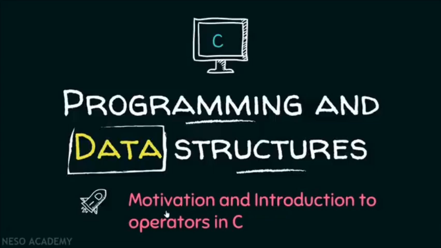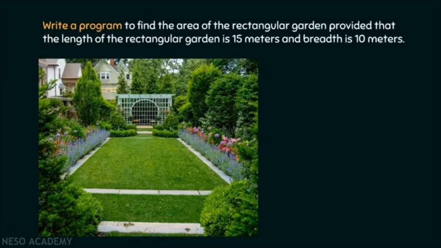In today's lecture, we are going to cover motivation and introduction to operators in C. Suppose I ask you to write a program to find the area of a rectangular garden, provided that the length of the rectangular garden is 15 meters and breadth is 10 meters. Suppose this is the rectangular garden and I ask you to write a program to find its area, and I provided you the length as well as the breadth. What do you need to do to find the area?